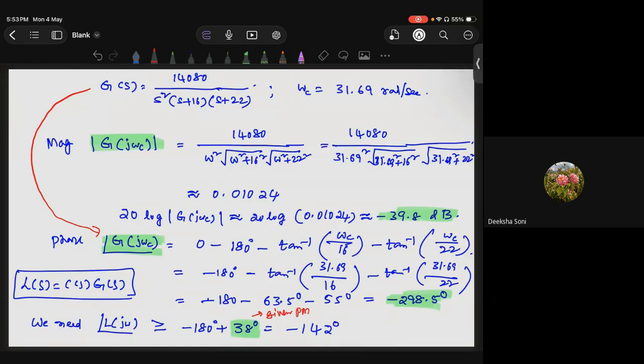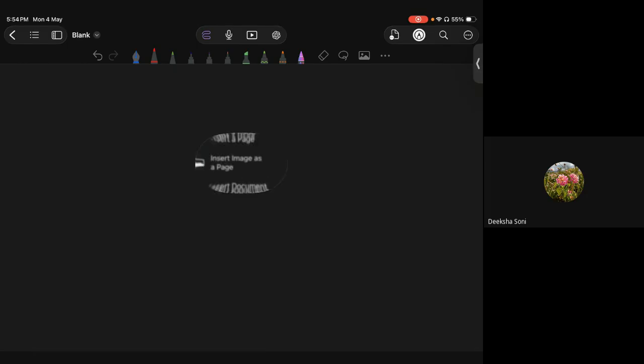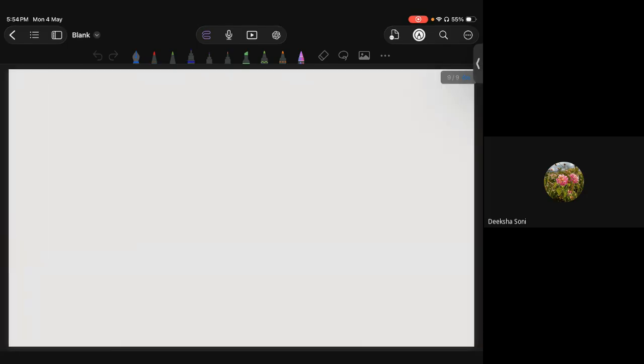Okay, after compensation, this is our compensated loop. So after compensation, we require a phase margin of 38. It means that the phase of this compensated loop should be minus 180 plus 38, which is equivalent to minus 142 degrees. Okay, now since L of S is C of S, G of S.